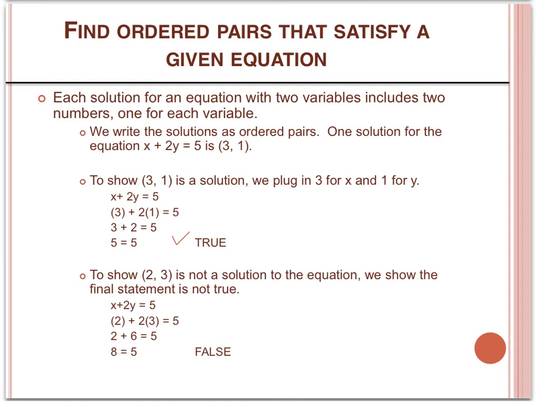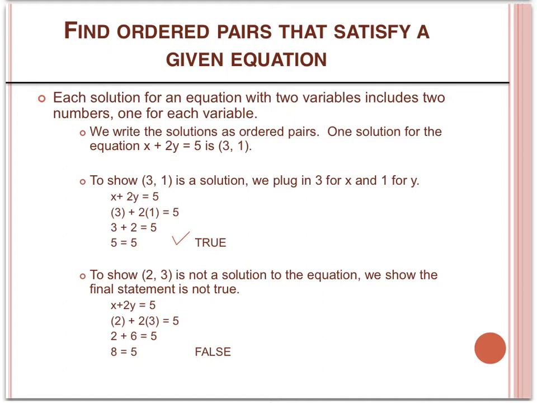Now let's talk about how to find ordered pairs that satisfy a given equation. Each solution for an equation with 2 variables includes 2 numbers, one for each variable. We write the solutions as ordered pairs. A solution to a given equation is simply the ordered pair that, when it's plugged in, makes the equation true.